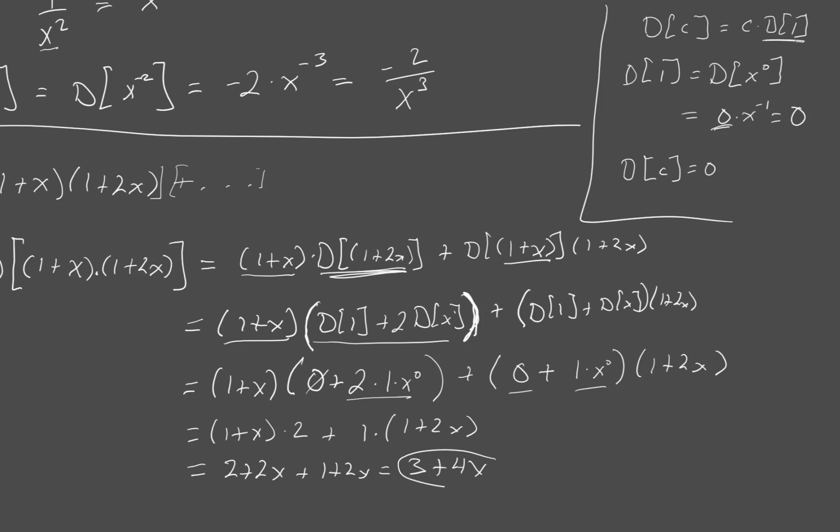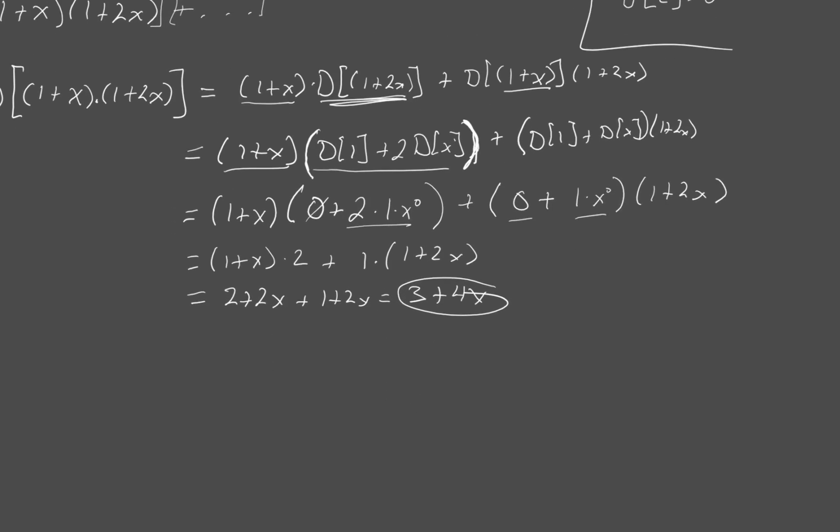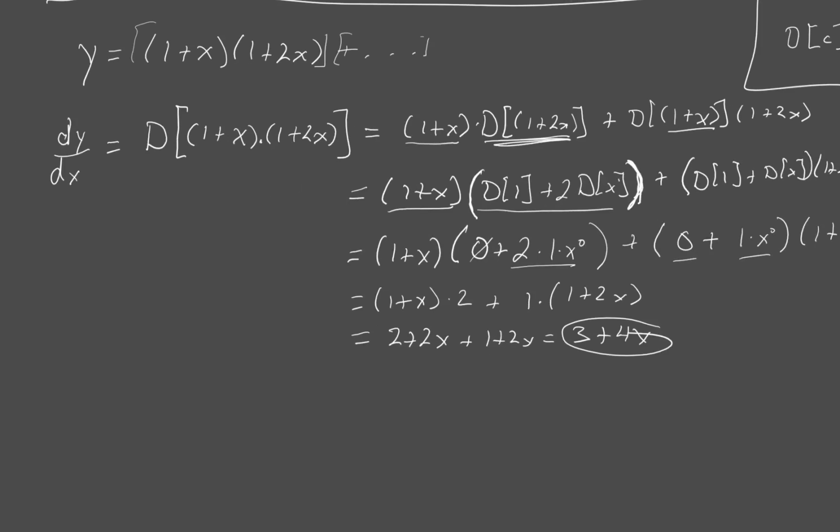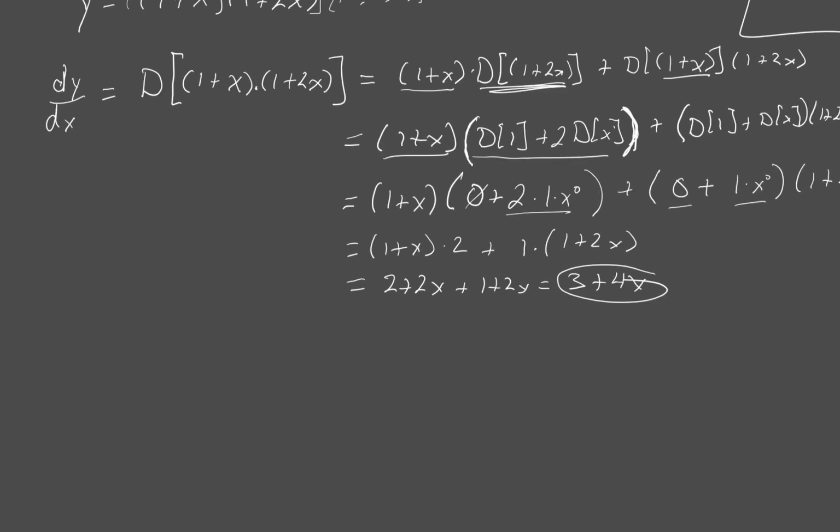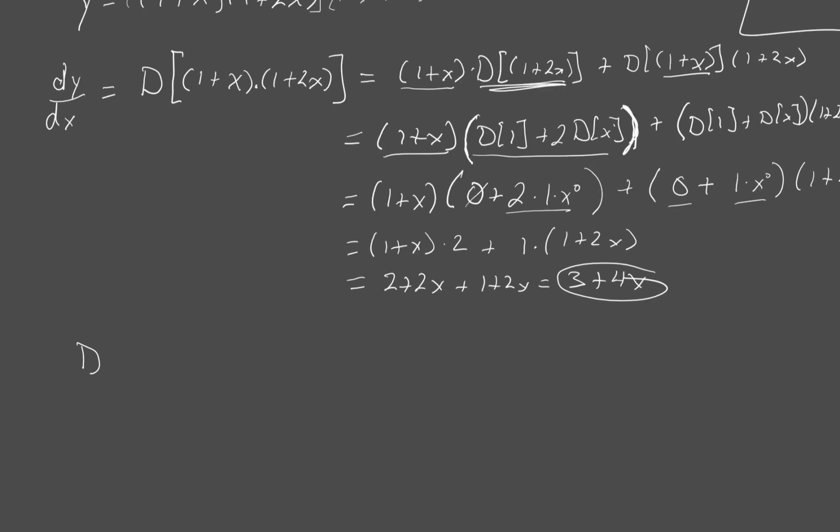Okay. So we can use the product rule. Alternatively, sometimes it's easier to do the expansion first. Right? I could have taken the derivative of 1 plus x times 1 plus 2x. I could have FOILed out this stuff, and I could have gotten the derivative of 1 plus 3x plus 2x squared. And then I use the power rules and everything.